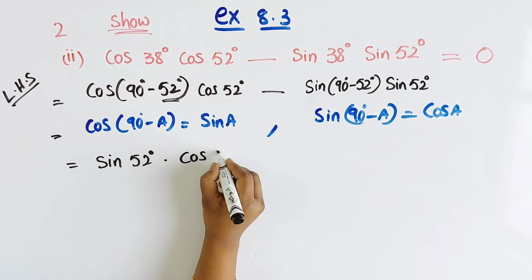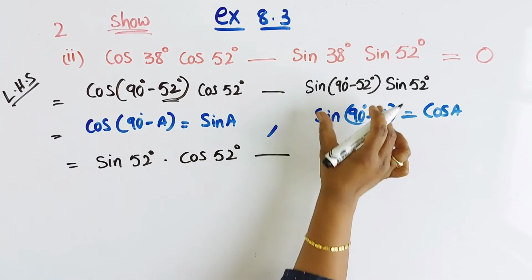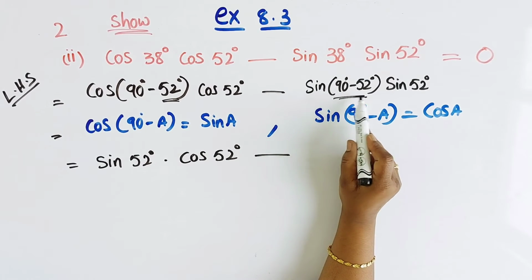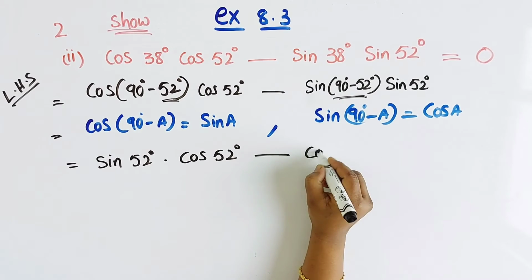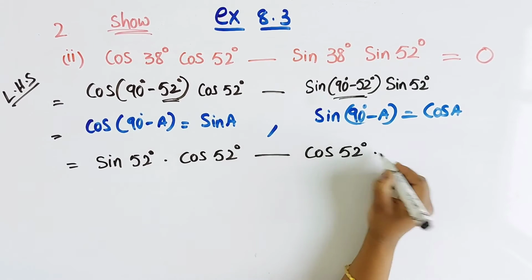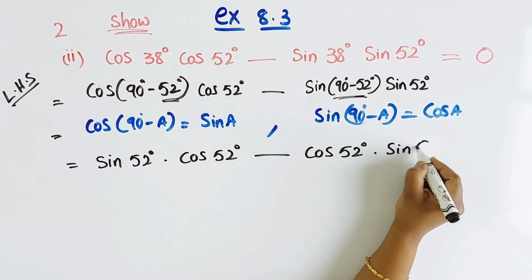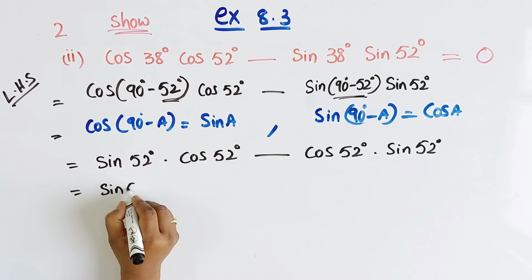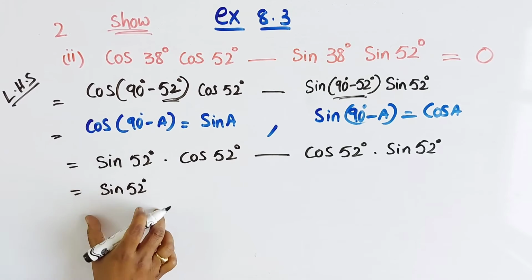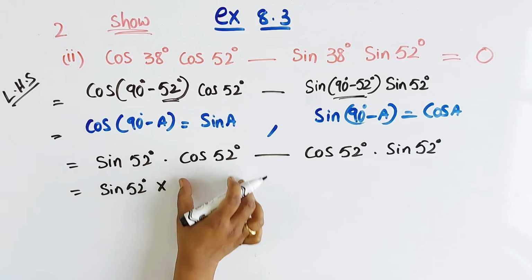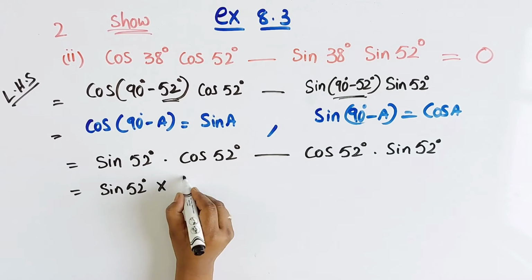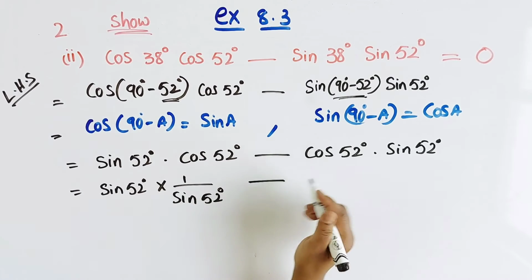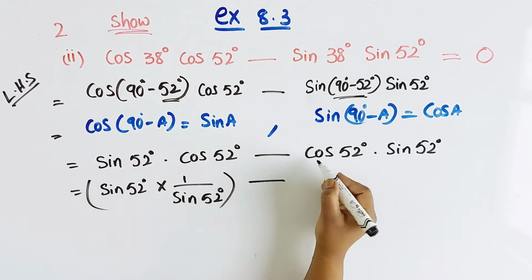Here cos 52 as it is, minus sin(90 minus 52). Here also a will be 52. Sin(90 minus a) is cos a. That equals cos 52 degrees, into sin 52 degrees as it is. What is sin 52 degrees, children? Write sin 52 degrees as it is into what is cos 52? Reciprocal of sin. That is 1 by sin 52 degrees, children. Minus, we'll write it in brackets.